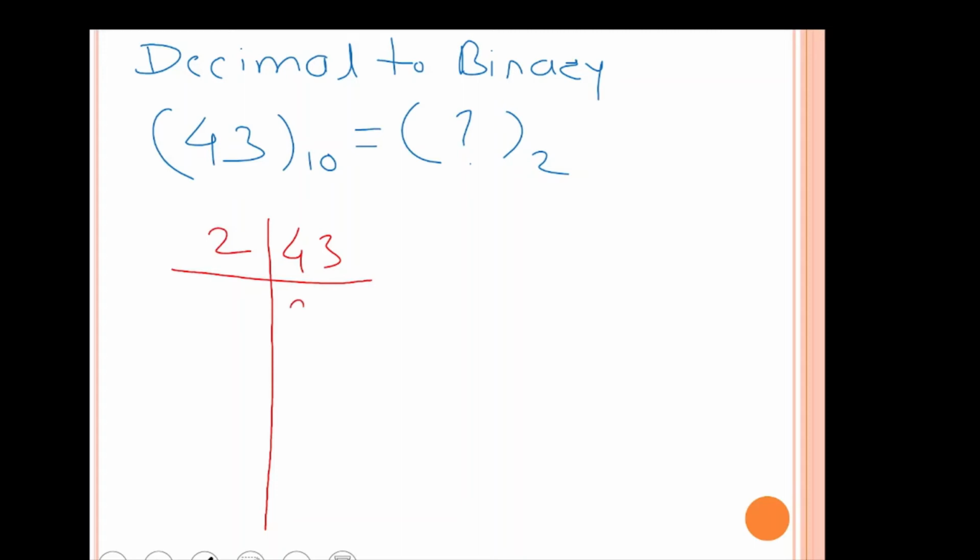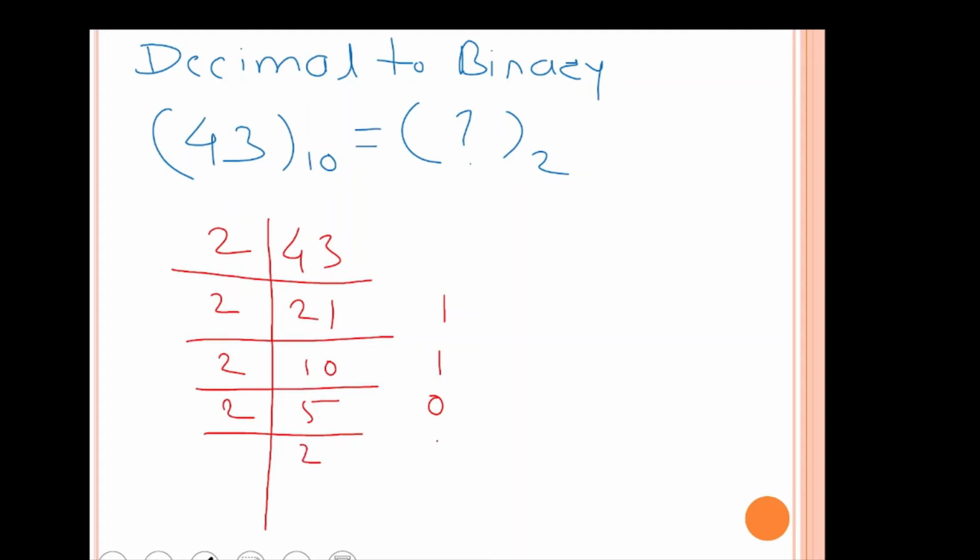2 twos are 4, then 2 ones are 2, so it is 21 and the remainder is 1. Here you have to note down the remainder. Then 2 tens are 20 and the remainder is 1. Then 2 fives are 10, the remainder is 0. Then 2 twos are 4, the remainder is 1. 2 ones are 2, the remainder is 0. And then note down this last remainder like this.